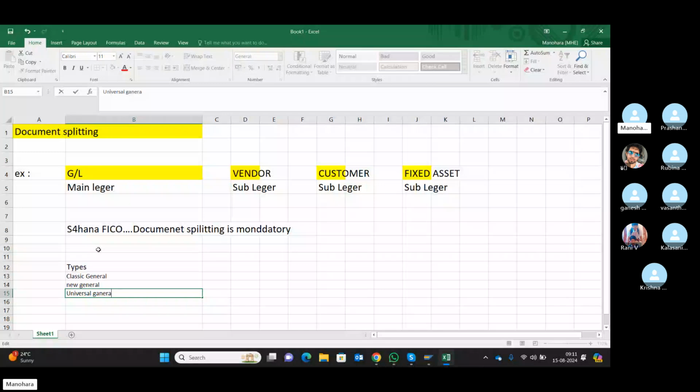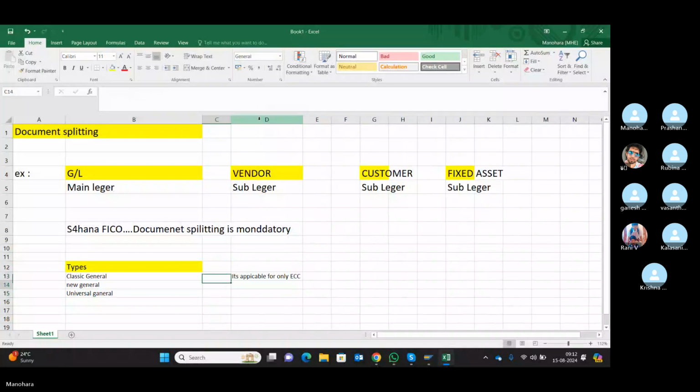Classic GL is applicable only for ECC. It's not for S4HANA. New general ledger is applicable for both ECC and S4HANA.